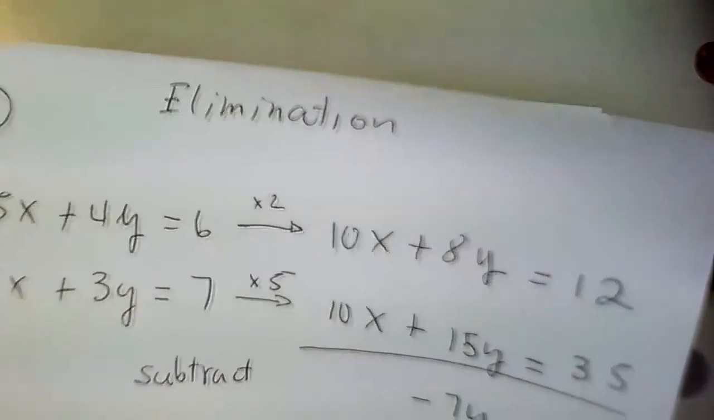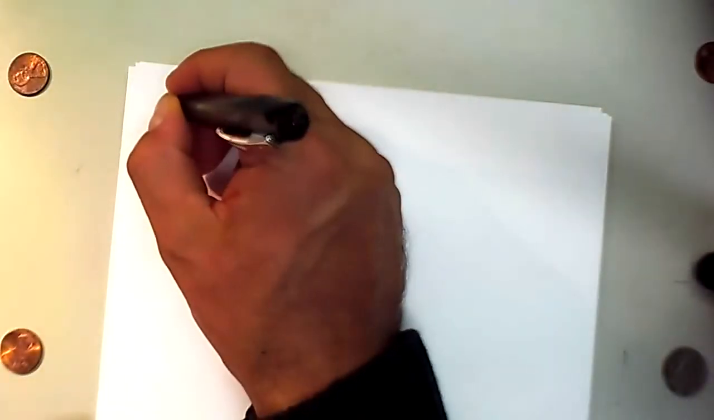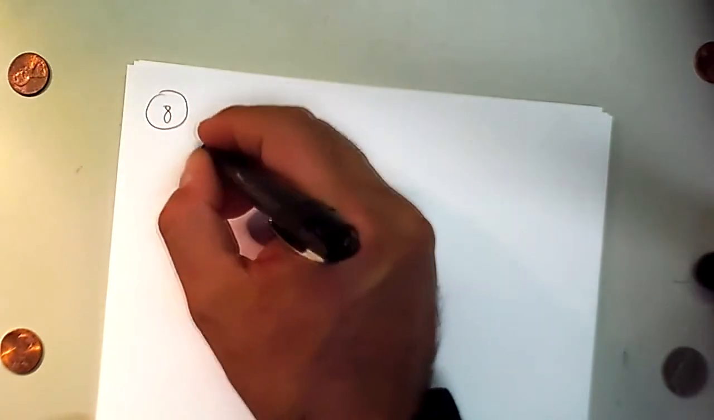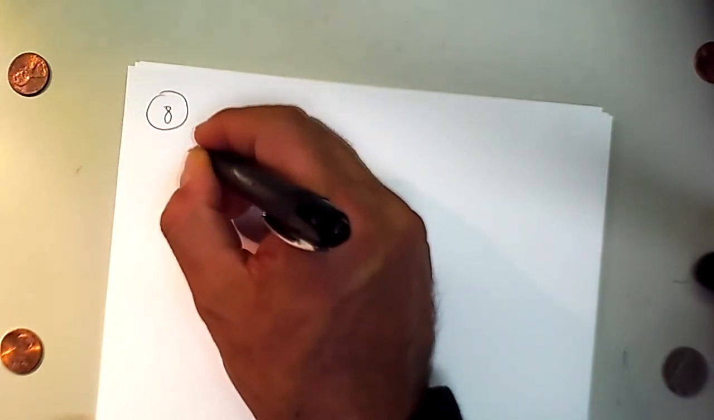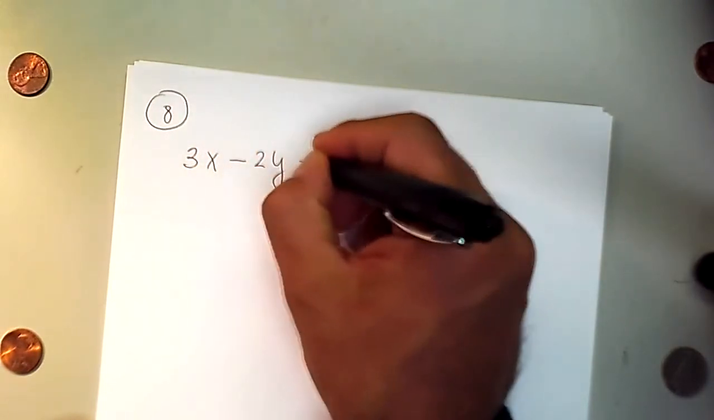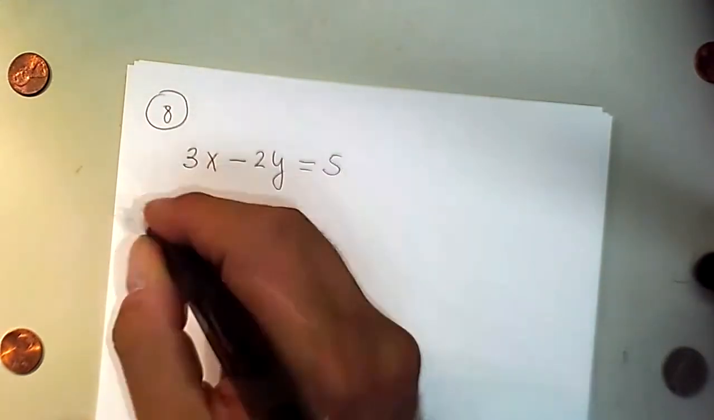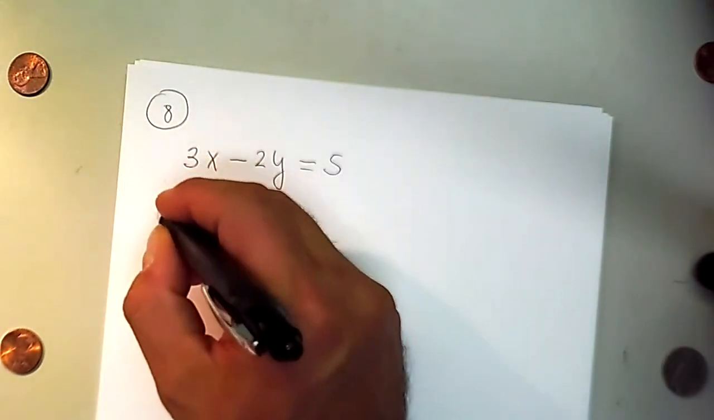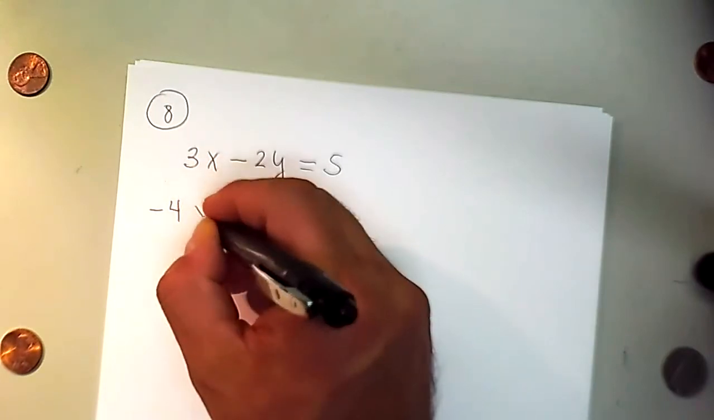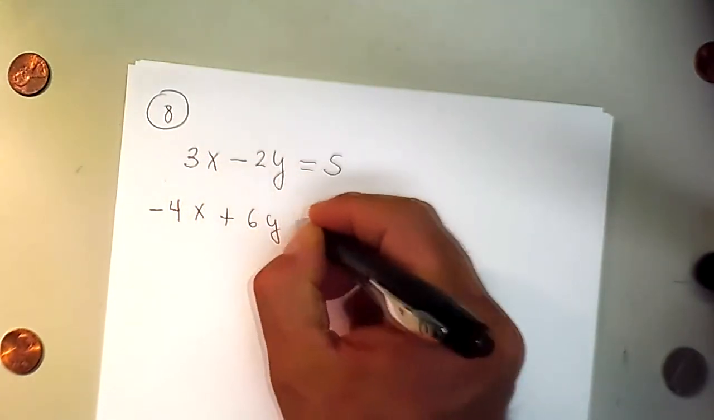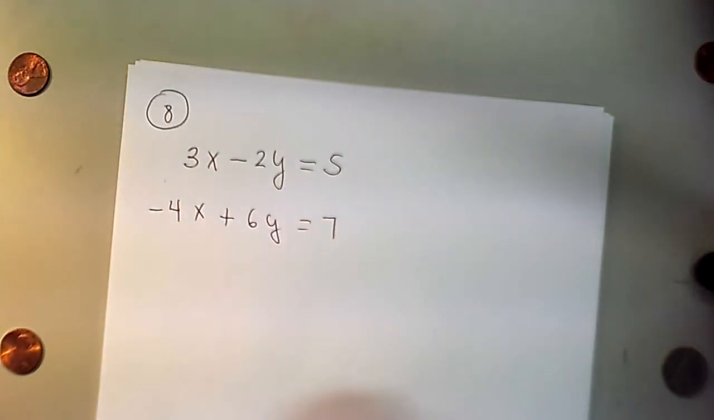Let's do another example, 8. Let's say we have 3x minus 2y equals 5. So I'm just making up a problem. So 2, 3, I didn't use the 4 yet. Negative 4x plus 6y equals 7. There we go.